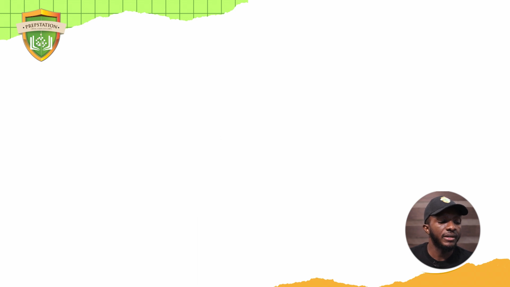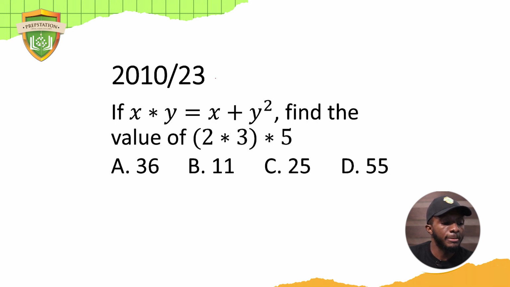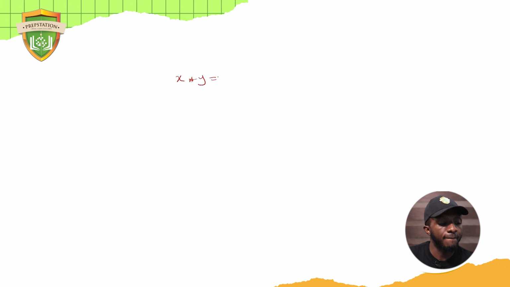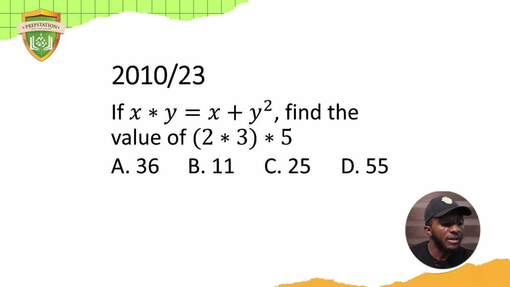We have x operator y to give us x plus y, all squared. Now, when we talk about operators, they're simply rules. These are rules that you must follow to solve. Now, quite simply, how do we solve that question? We're told to find the value of 2 operator 3 operator 5. Remember the bracket. Do not forget.